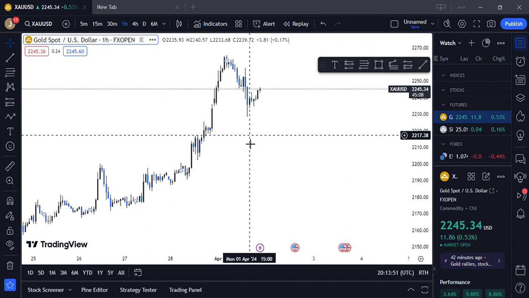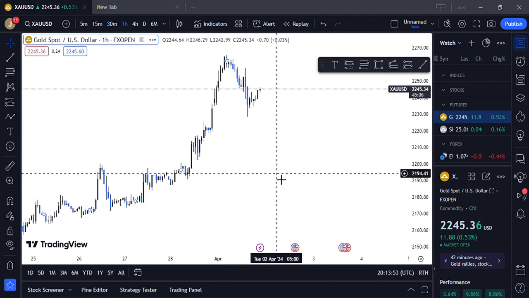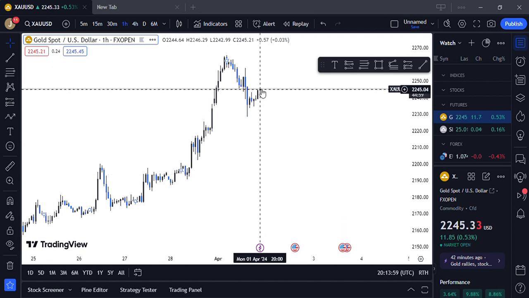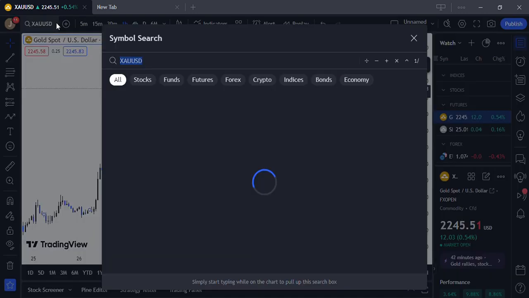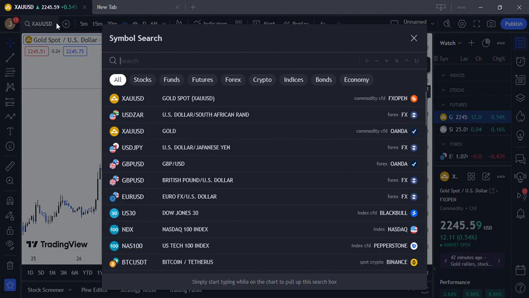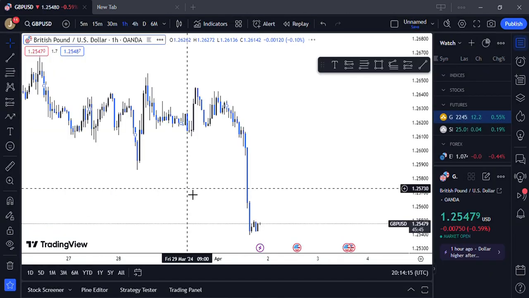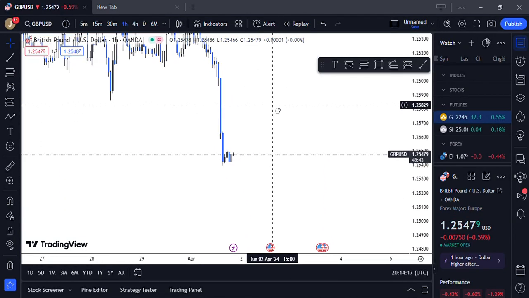What we're basically saying here is $2,245, where price is right now. Price is here. $2,245 is equal to one gold. Understand? Okay, let's not look at gold. Let's stay with currencies. Forget everything I said about gold. Let's go to GBP USD. Remember how it was with ZAR. It was USD ZAR. Now it's GBP USD.